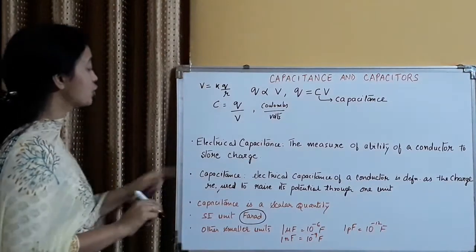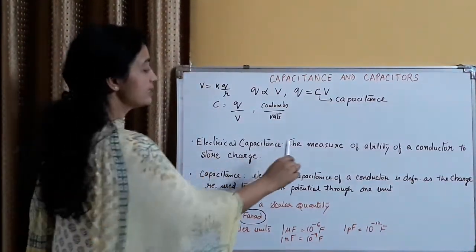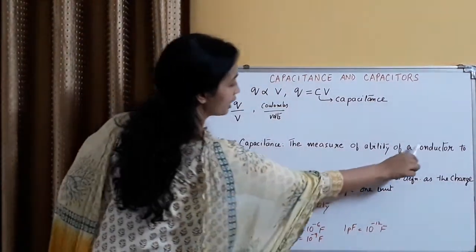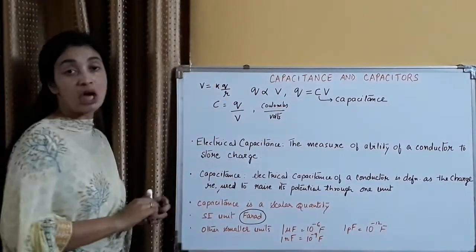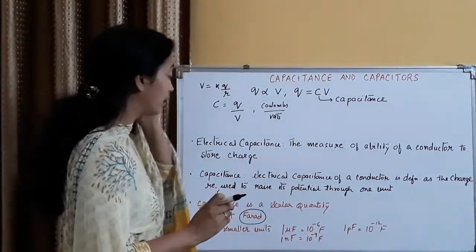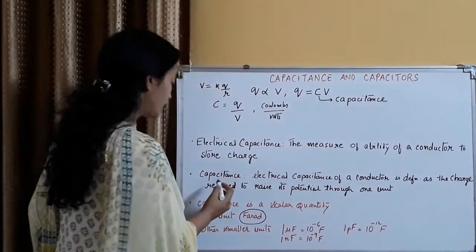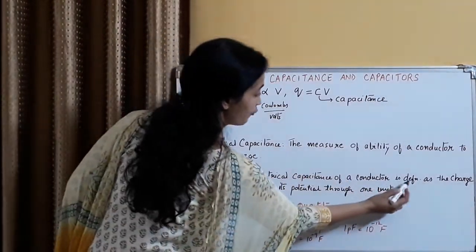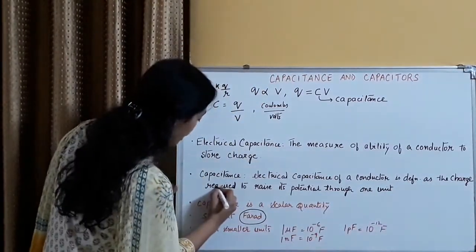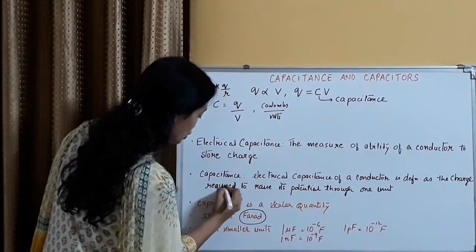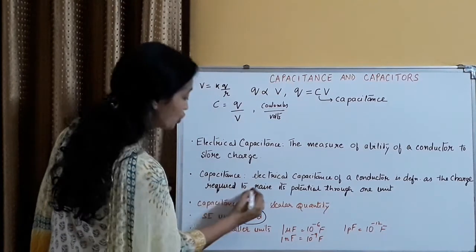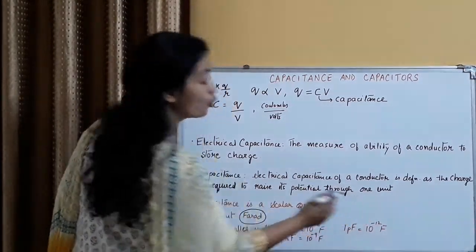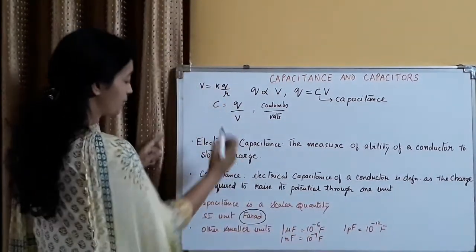Now we are in a position to define capacitance. It is the measure of ability of a conductor to store charge. And what is capacitance? The electrical capacitance of a conductor is defined as the charge required to raise its potential through 1 unit. This we got from here.